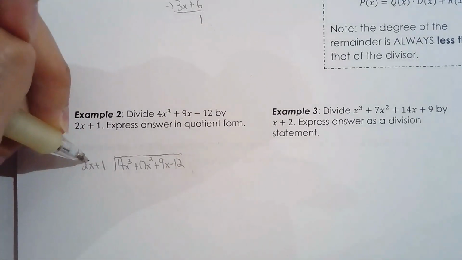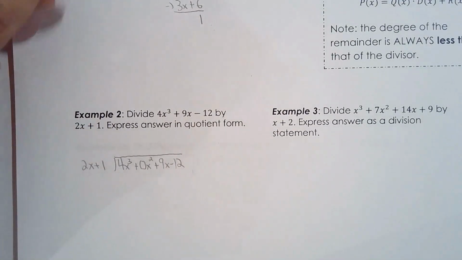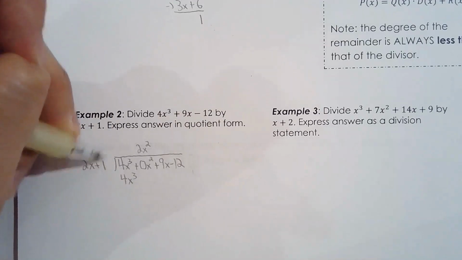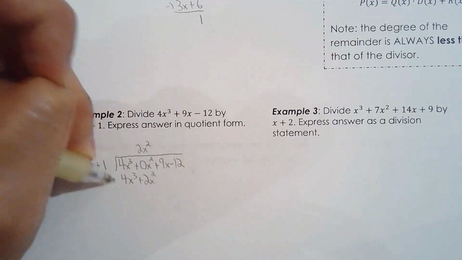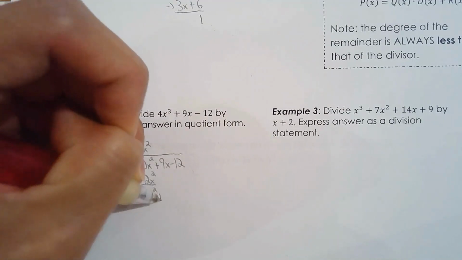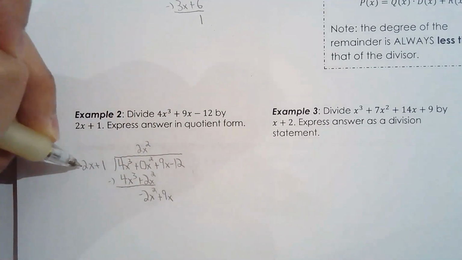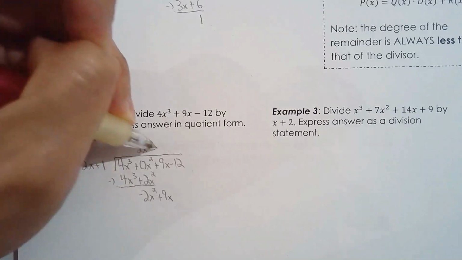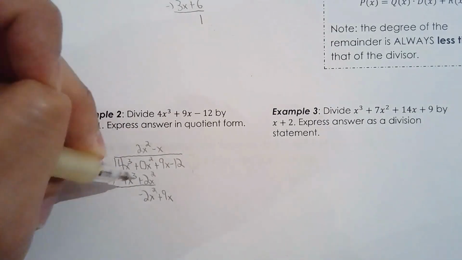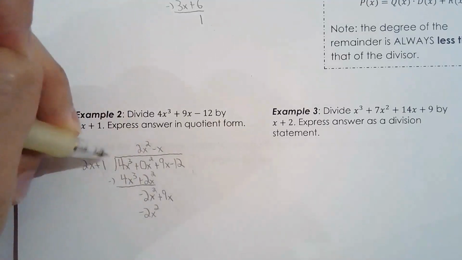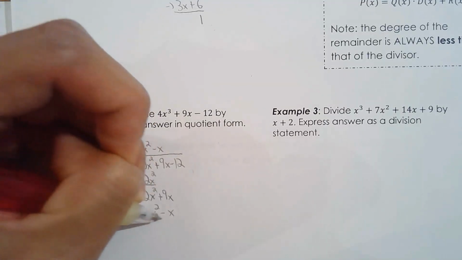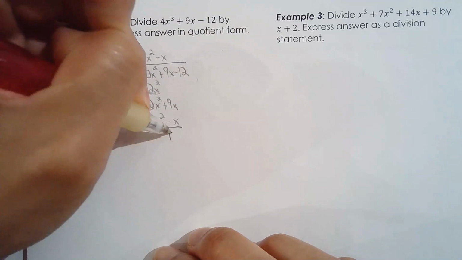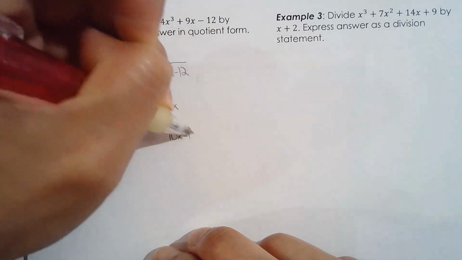What do I multiply 2x by to get to 4x cubed? And it's 2x squared. And then I'm going to multiply, so 4x cubed, and then 1 times 2x squared is 2x squared. Subtract, negative 2x squared, bring down the 9x. And then what do I multiply 2x by to get to negative 2x squared? And that's negative x. So that's negative 2x squared, beautiful, minus x. Subtract, be careful. Here, this is 9x minus negative 1x, okay? Minus minus is plus, so it's 10x minus 12.